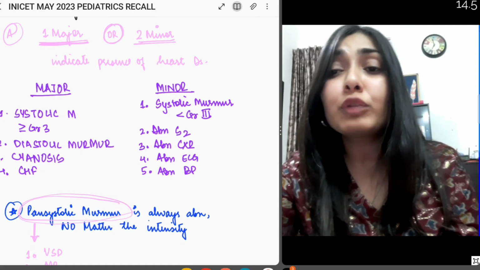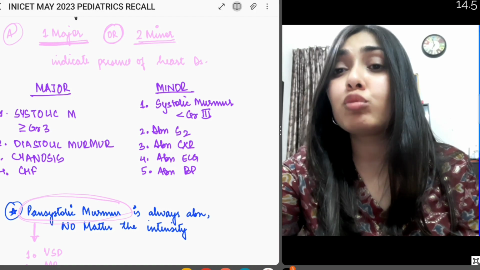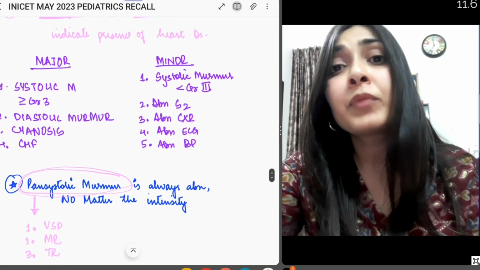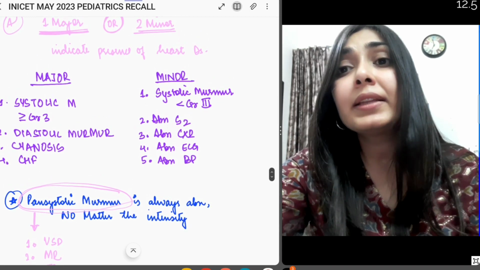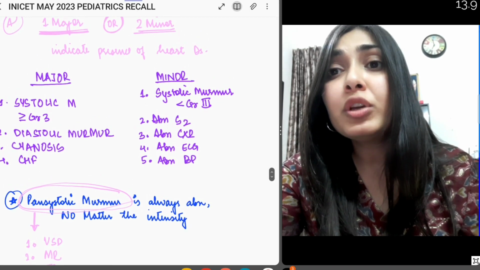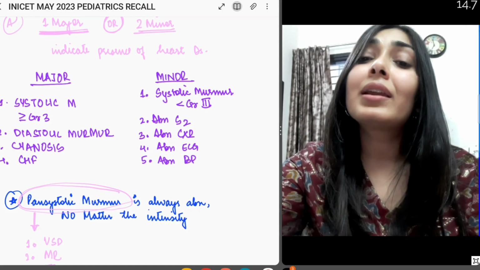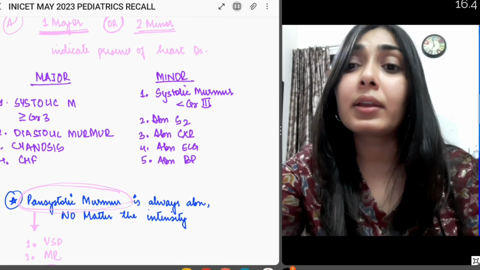Minor criteria are systolic murmur less than grade 3, abnormal S2, abnormal chest X-ray, abnormal ECG and abnormal BP. The point to note is that in case of systolic murmur, if it is less than grade 3, it's a minor criteria. When it is grade 3 or more, it is a major criteria.